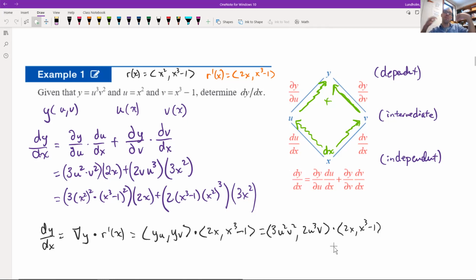And so this may or may not make more sense to you. Because now the multiplication and addition are taken care of. I know I need to multiply the first two components together and add that to the product of the second components. And we would get the same exact thing as we got at this stage here.